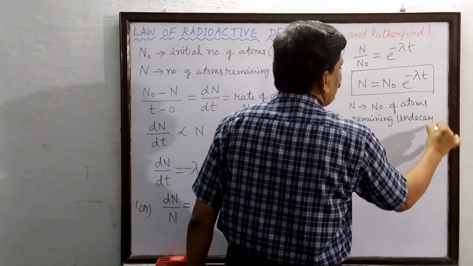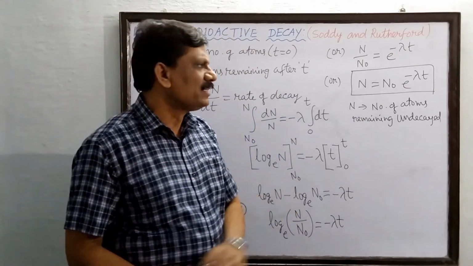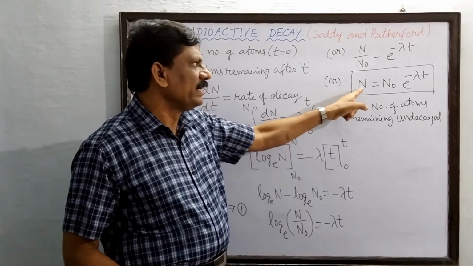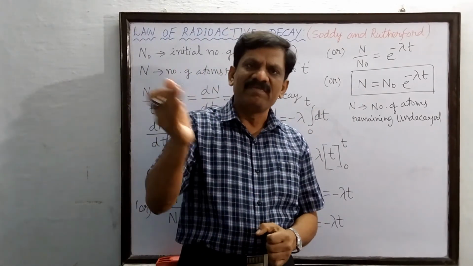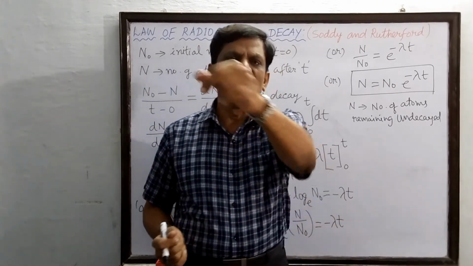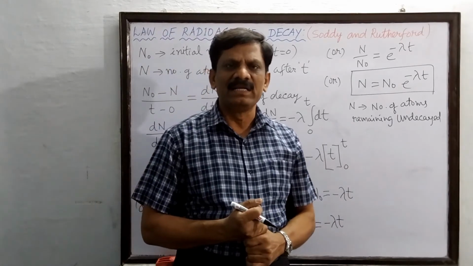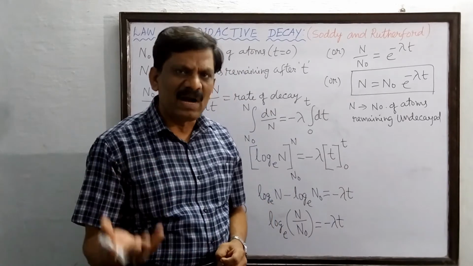So how will you find the number of atoms which has decayed? Decayed means n0 minus this n. Now you see that n is the number of atoms of the parent nucleus. If the number of atoms of the parent nucleus continuously decreases, what happens to the mass of the parent nucleus? Mass also will be decreasing or not? So I am going to write an additional equation in terms of mass.